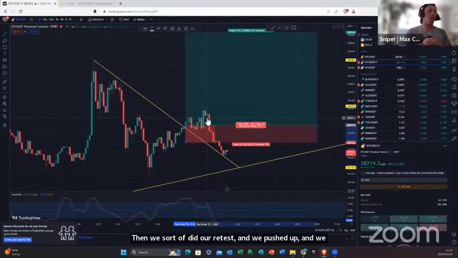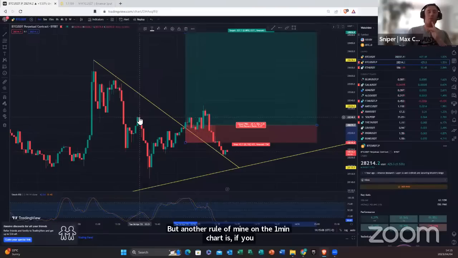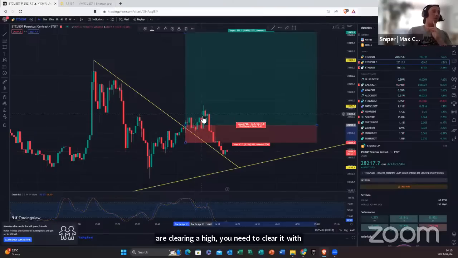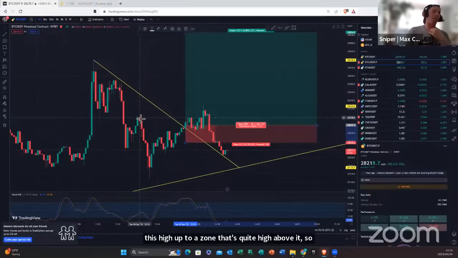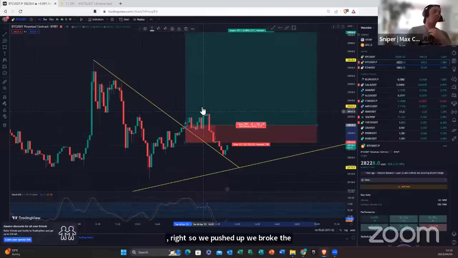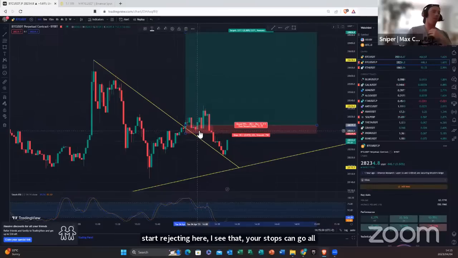But another rule of mine on the 1 minute chart is if you are clearing a high, you need to clear it with significance. What do I mean by that? Basically, you want to clear this high up to a zone that's quite high above it so that when you come back down, you can retest that level nicely and not break back down through like we did here, right? So we pushed up, we broke the level, and it didn't hold there for long at all. And as soon as we start rejecting here, I see that, and your stop can go all the way underneath these lows over here that we already set, so that you are very, very protected.